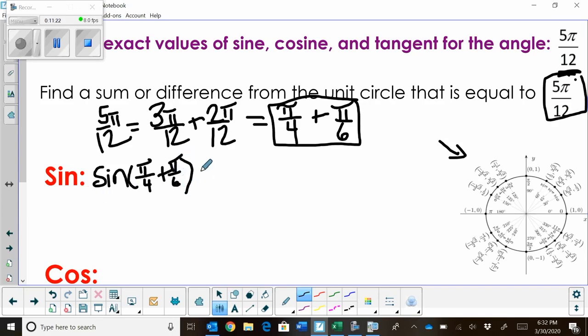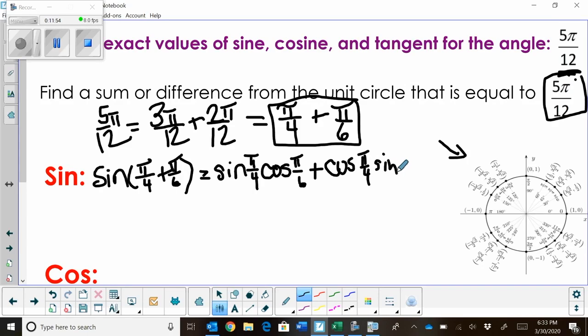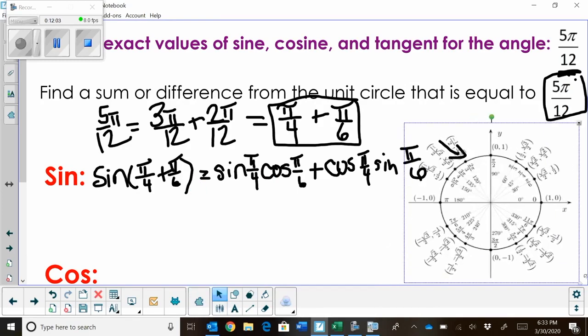Okay, so now I'm going to expand this using our formula. Now sine is sine, cosine, cosine, sine, same sign in the middle. So this is going to be sine of pi 4ths times cosine of pi 6, plus, same sign in the middle, cosine of pi 4ths times sine of pi 6. Now, let's use our unit circle, if you need it, to evaluate those values.